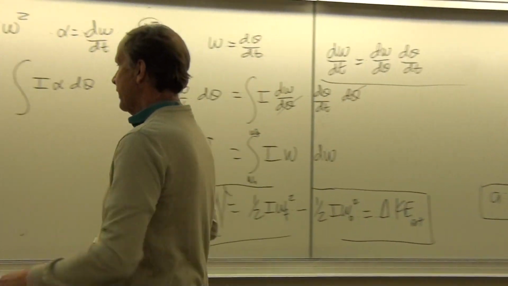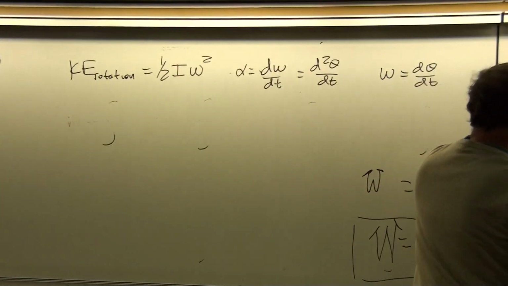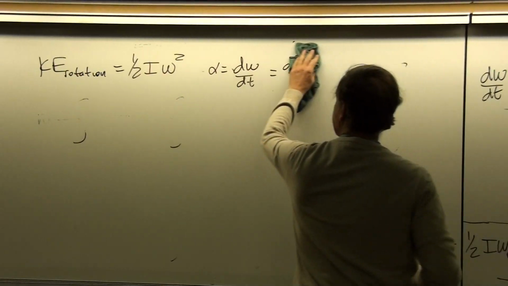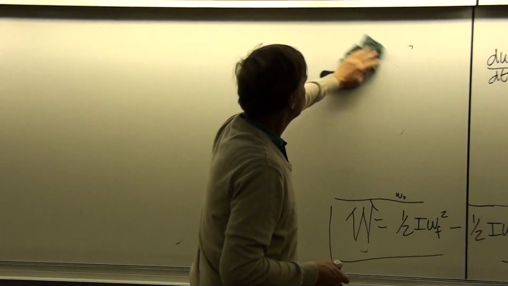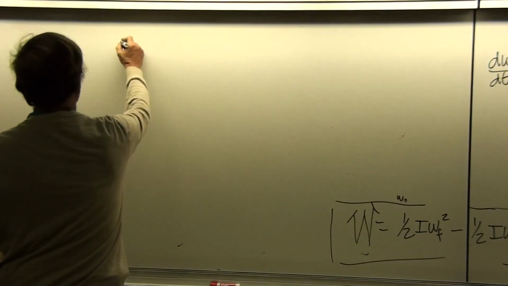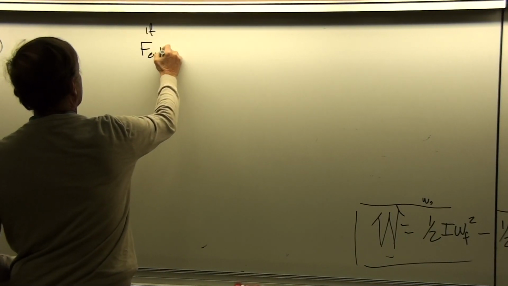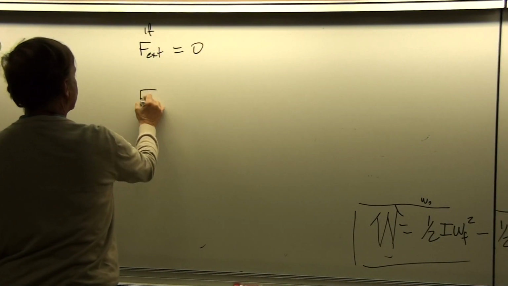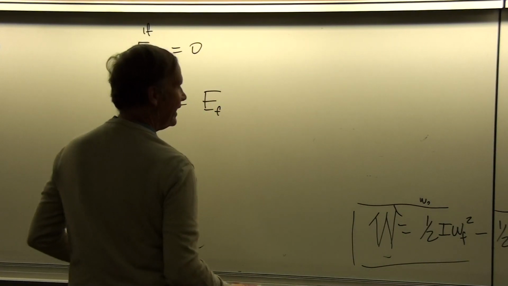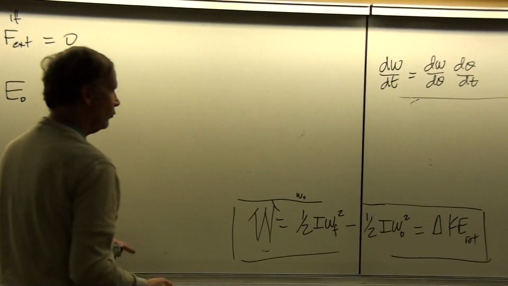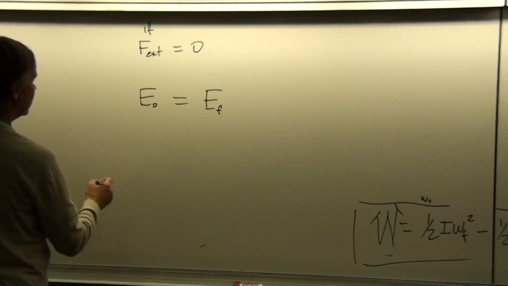All right, so what I want to do next is expand on my energy equation, because now I've got a new kind of energy. I've got kinetic energy of rotation. So our expanded conservation of energy equation, if F external is equal to 0, then we have total initial energy equals total final energy. But now we've got one new energy term, which is the rotational kinetic energy.